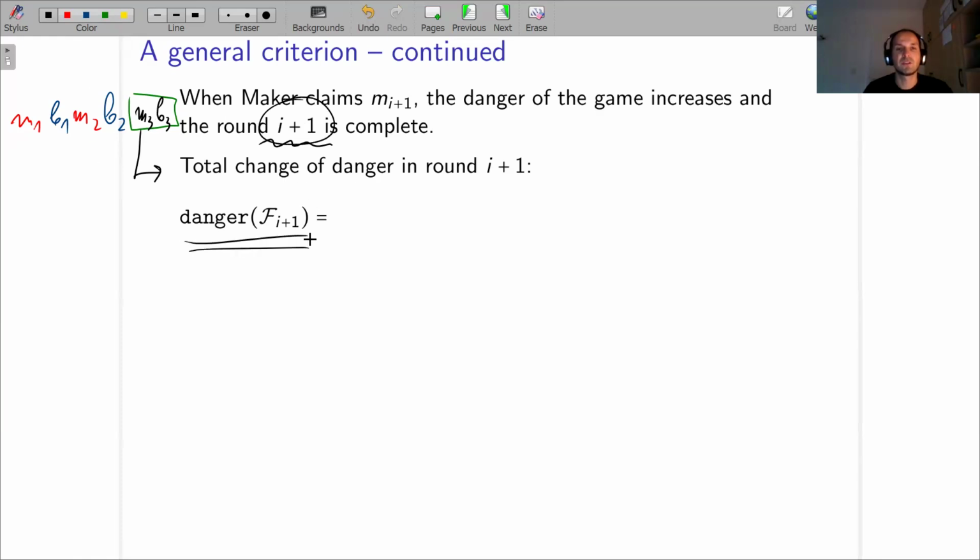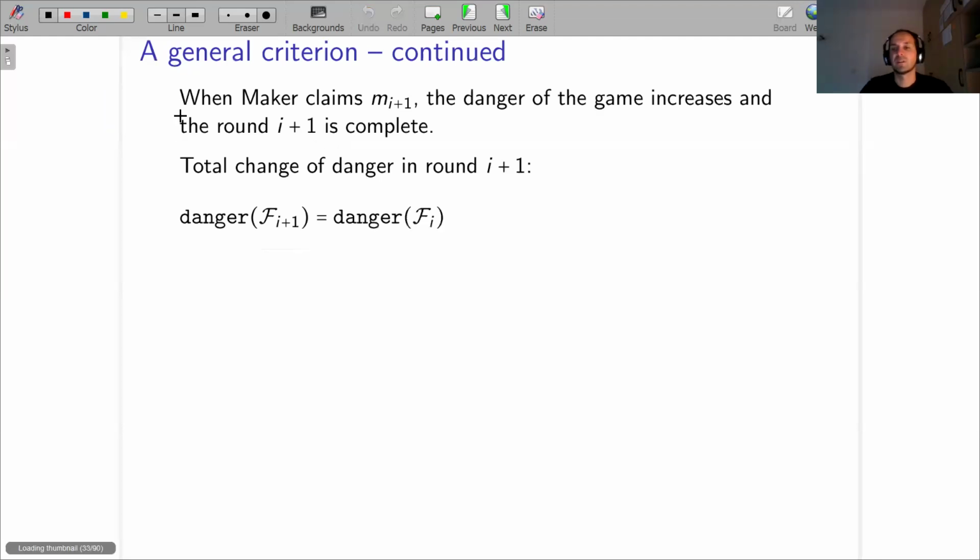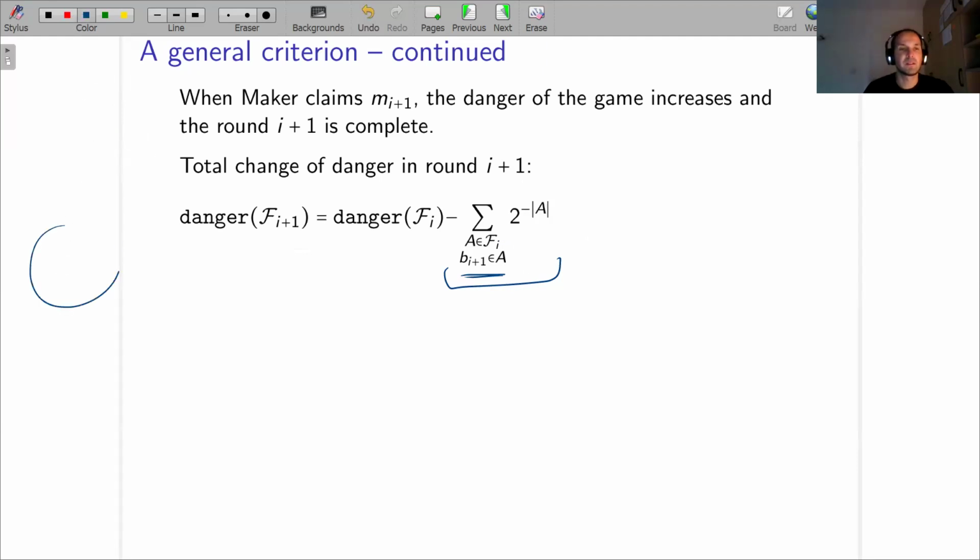So how is the danger going to change from this point to this point? What is the change of danger over this one round, one pair of moves, one maker's move and one breaker's move? Well, danger is going to be what it was earlier, minus the part which changed because breaker played this element. So breaker claimed this element. What is the change of the danger?